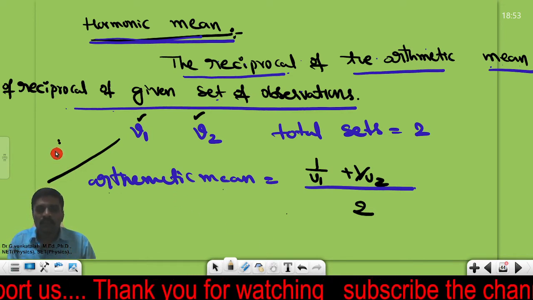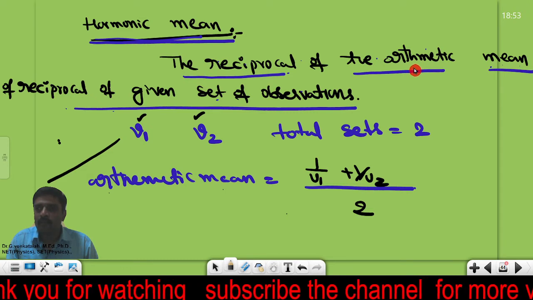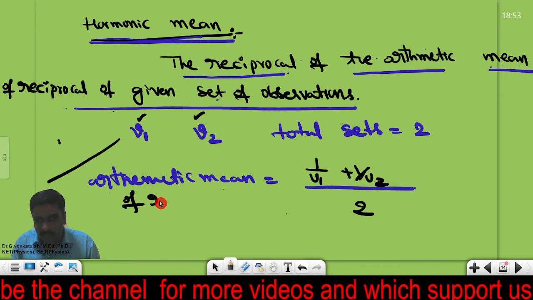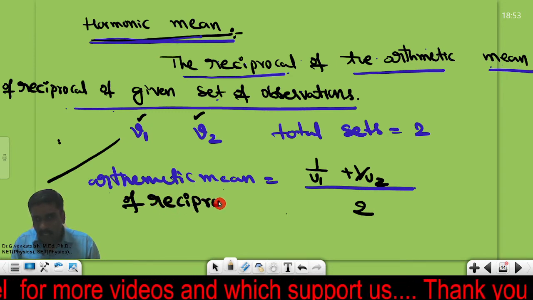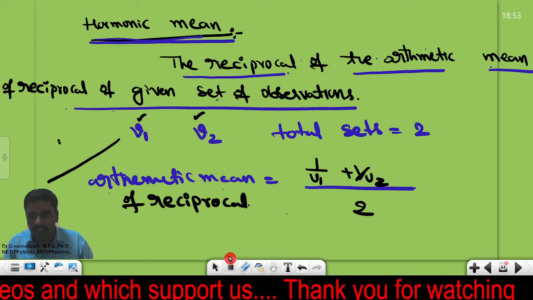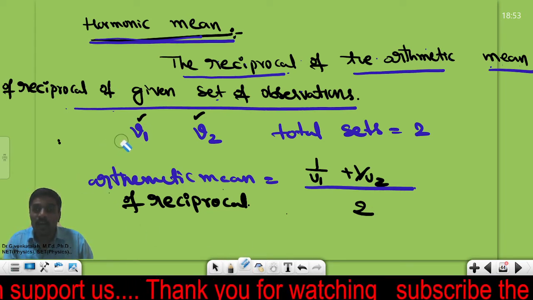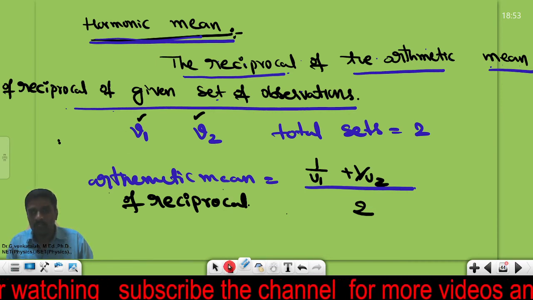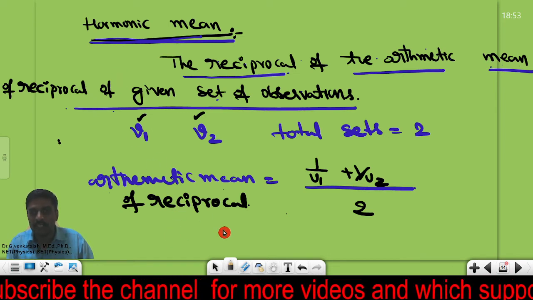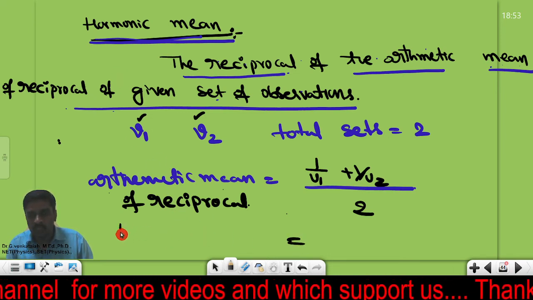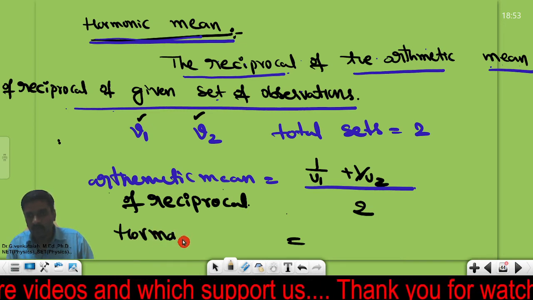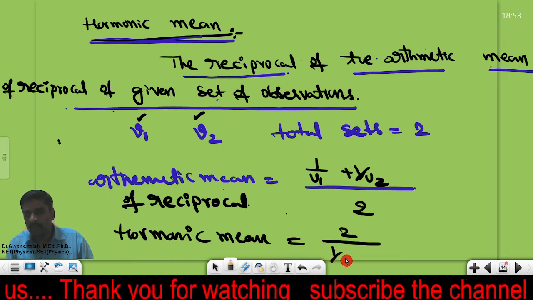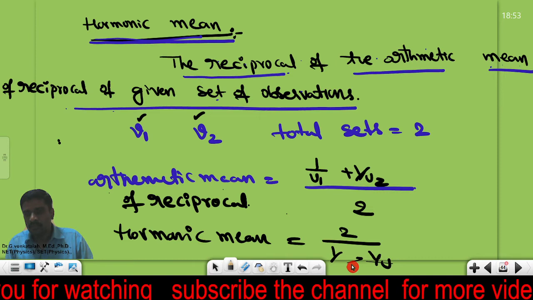Now come to this one. The reciprocal of the arithmetic mean of the reciprocals. This is the arithmetic mean of the reciprocals. To get the harmonic mean, we need to take one more reciprocal. Then the harmonic mean is equal to 2 divided by (1 by V1 plus 1 by V2).